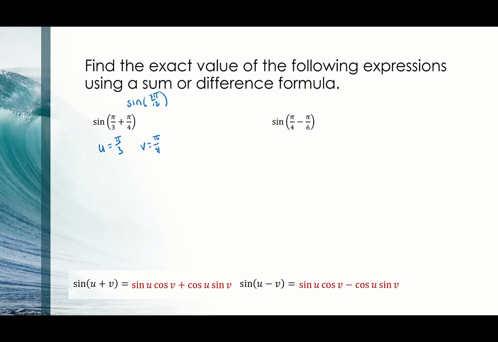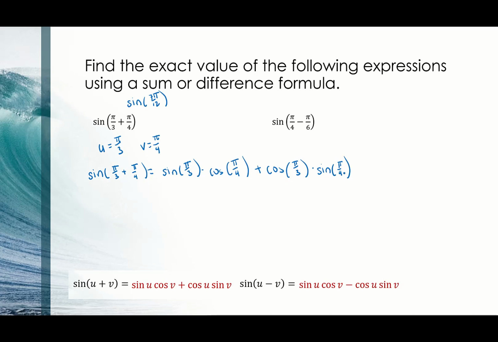And we're just going to translate what we're given into the formula below. So I'm going to say that sine of u plus v is going to equal sine of u, pi over 3, times cosine of v, pi over 4, plus cosine of u, pi over 3, times sine of v, pi over 4. And these are things that we can handle, right?